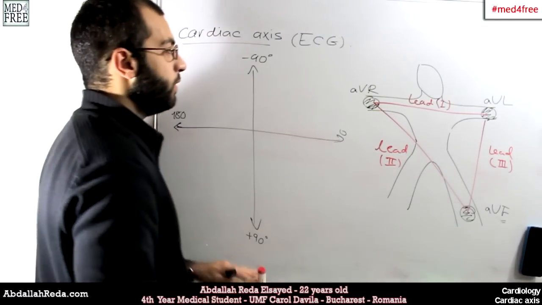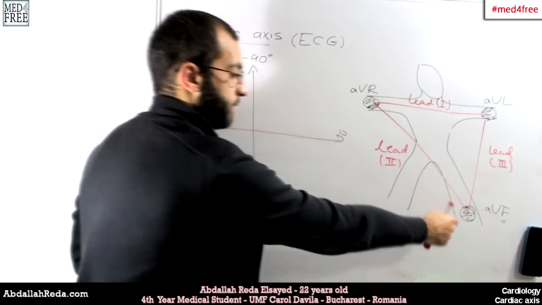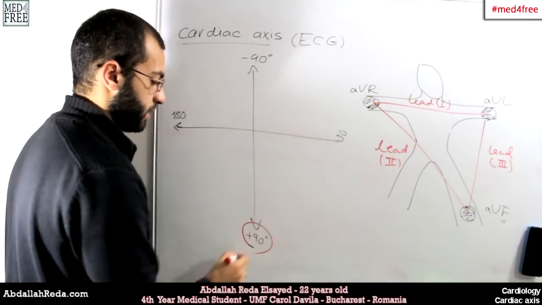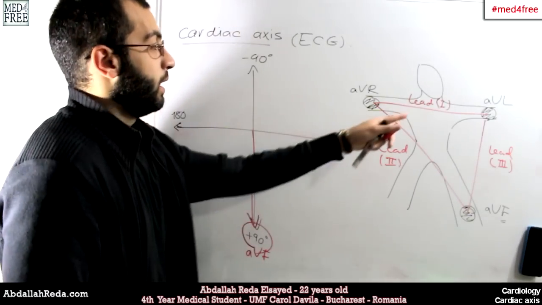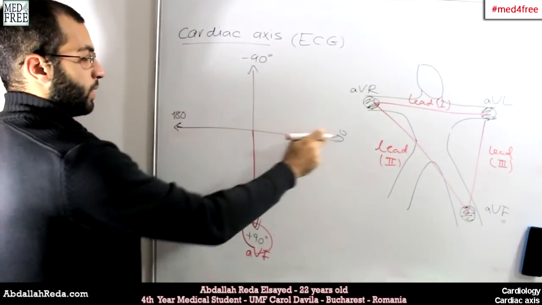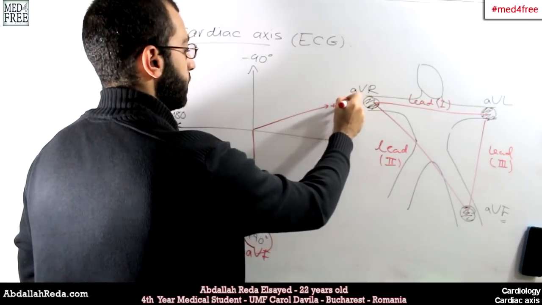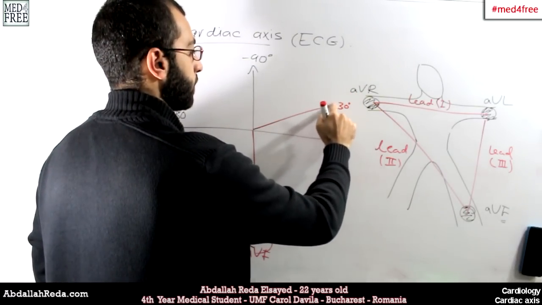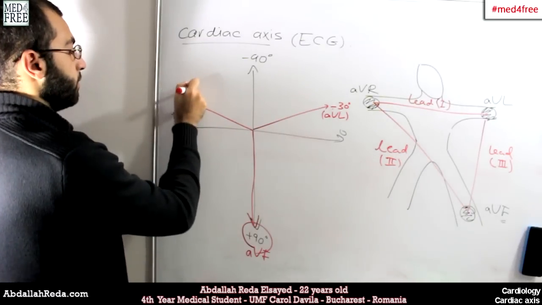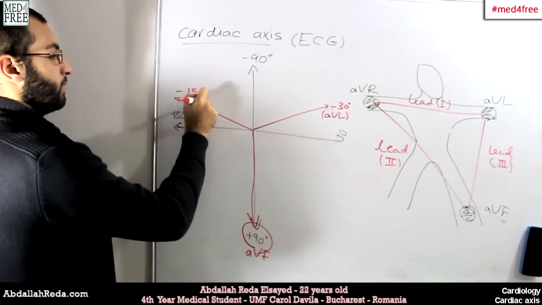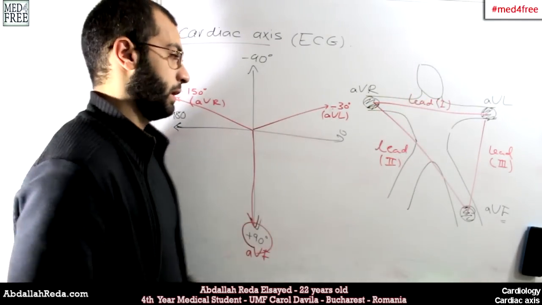So, first we plot the augmented voltage leads. Their shape would look exactly like they are here. So we have AVF right in the middle at positive 90 degrees. So that vector here is AVF. AVL and AVR are 30 degrees away from the x-axis. So at negative 30 degrees, we have AVL. And at negative 150 degrees, we have AVR. So those are the augmented voltage leads.